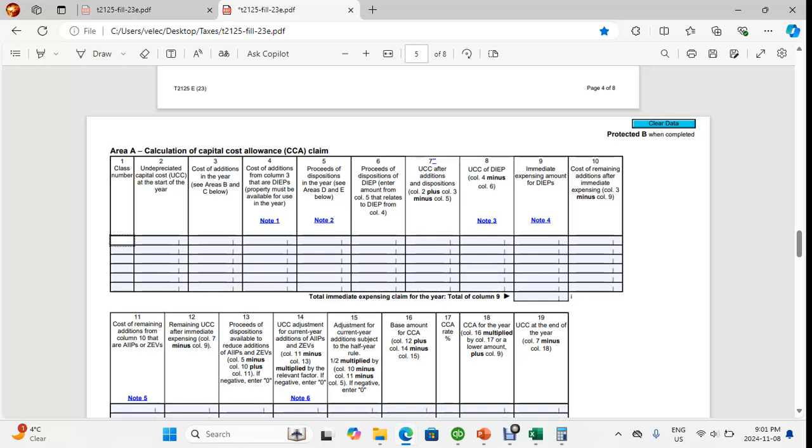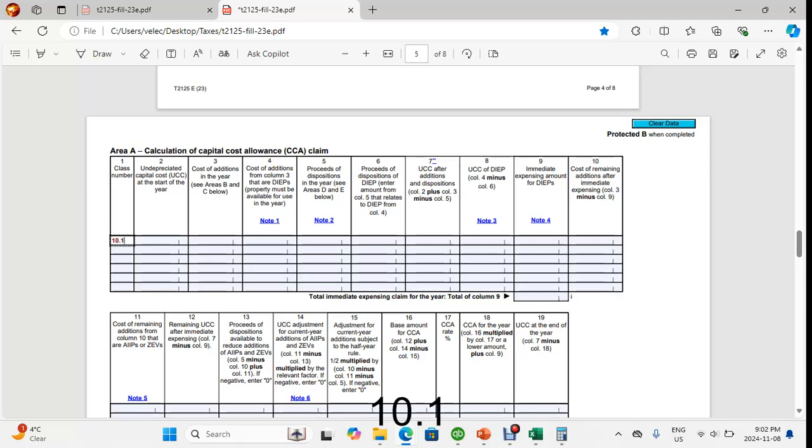Every year that you use your property, and in some cases whether you use it or not, you will incur a depreciation expense. You can claim some of that depreciation expense using all these charts over here on T2125, and that's the reason for this chart. So Area A, calculation for capital cost allowance, or CCA claim. In this case, let's say this is 10.1, for a motor vehicle.